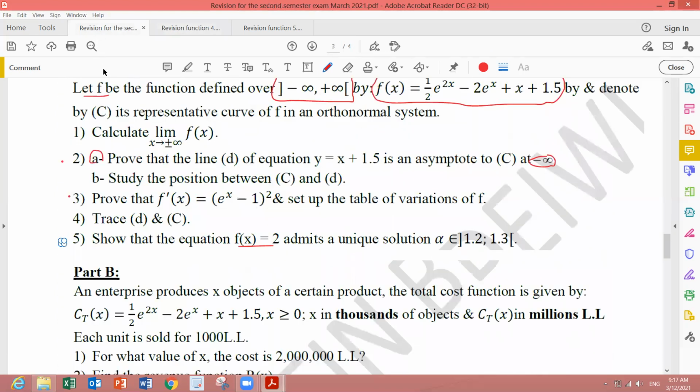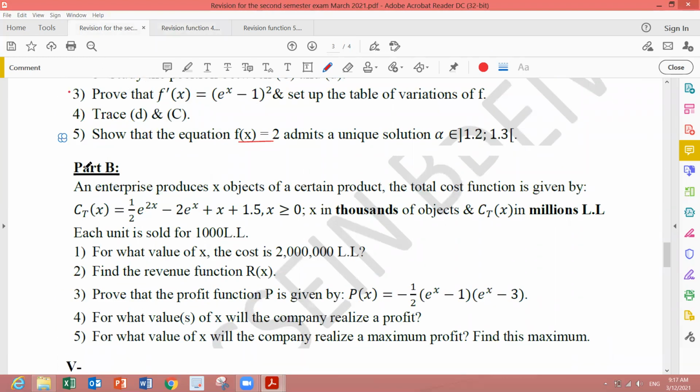Now, part B. An enterprise produces x objects of a certain product. The total cost function is given as f of x, the same as f of x. x is greater than or equal to 0, since the number of objects cannot be negative. x is in thousands of objects, and the cost is in millions of Lebanese lira.